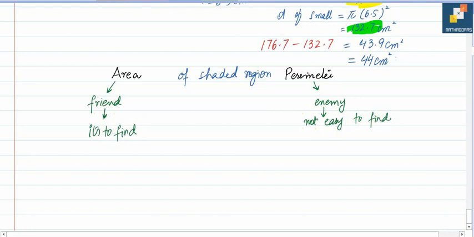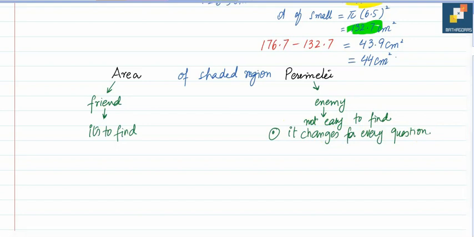Why is perimeter difficult? There is a reason. It changes for every question. There is no fixed working formula to find the perimeter. It depends on the question. Otherwise, area is very easy to find.